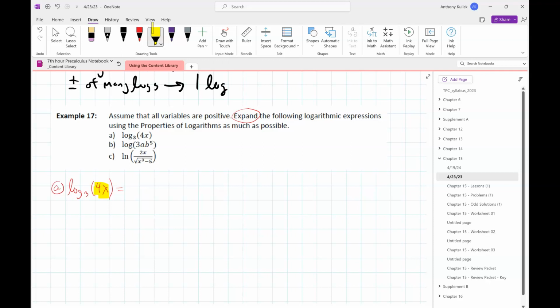Okay, well, I'll move on to my product property. I look inside my logarithms. Is there anything being multiplied? Well, yes. Right? If I look at 4x, I know that's 4 times x. So there is one product property going on. That allows me to write this as log base 3 of 4 plus log base 3 of x. Any questions so far?